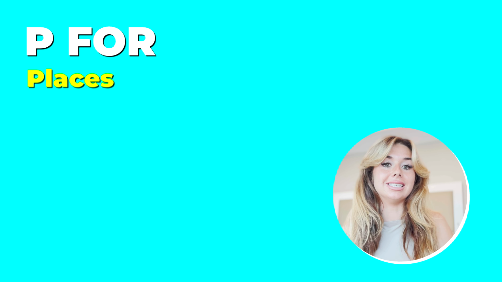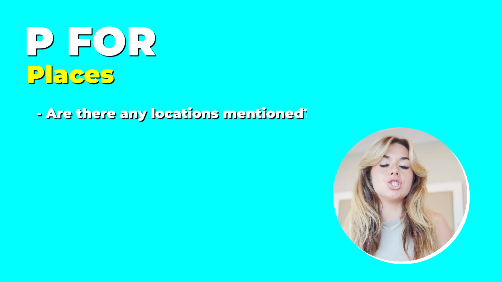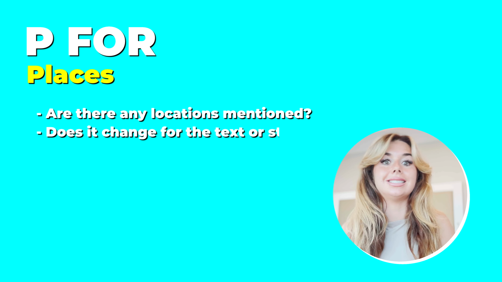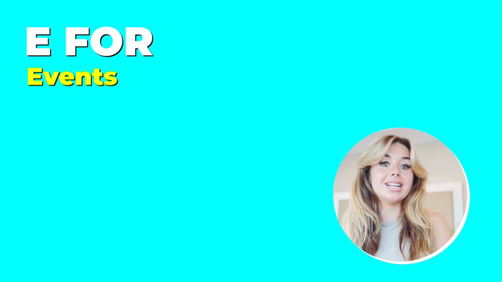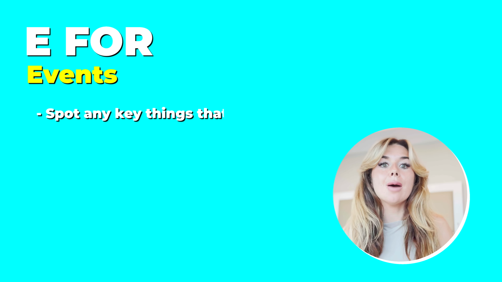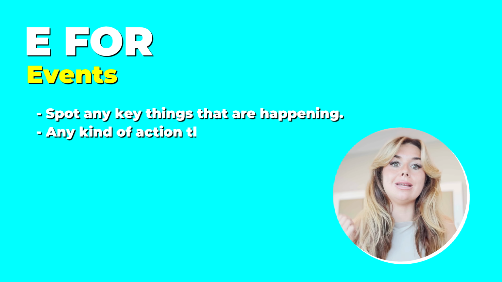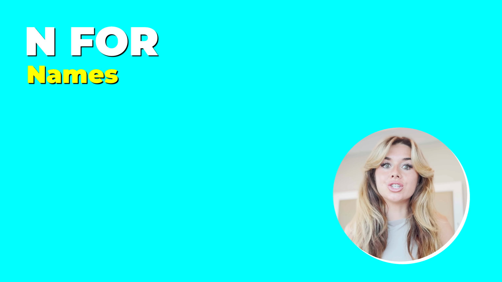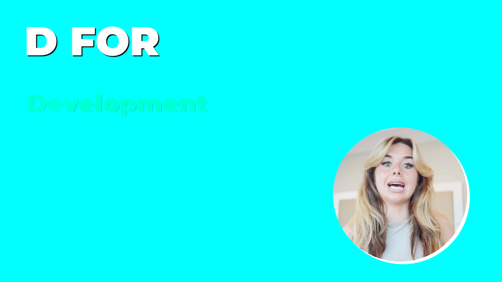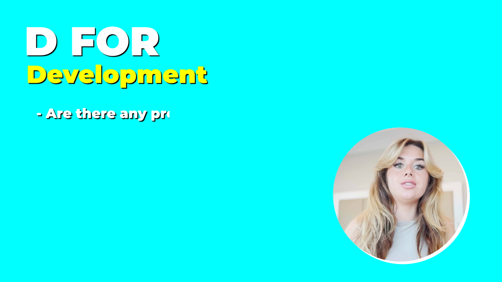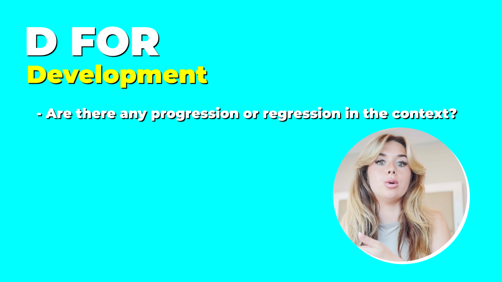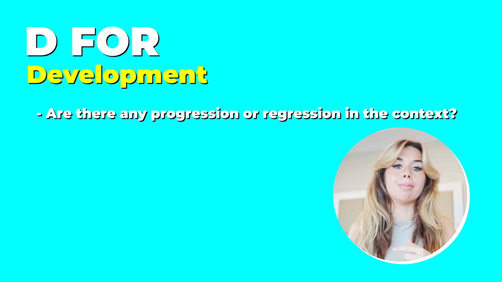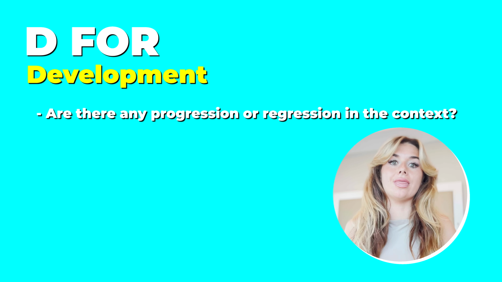The P for places, are there any locations mentioned? Does it change throughout the text? Does it stay the same? The E for events, spot any key things that are happening, any actions, any bit in the plot that's moving it forward. The N is for names, which characters are we dealing with? And the D stands for development. So any shifts, any progressions, anything going forward, anything regressing, going back in the event or in the character.